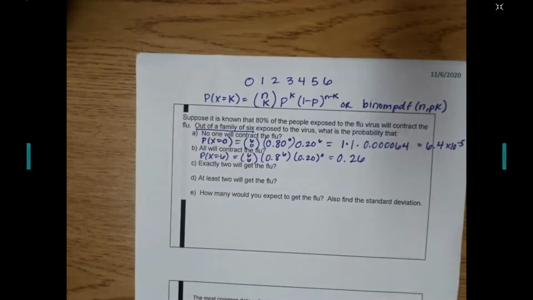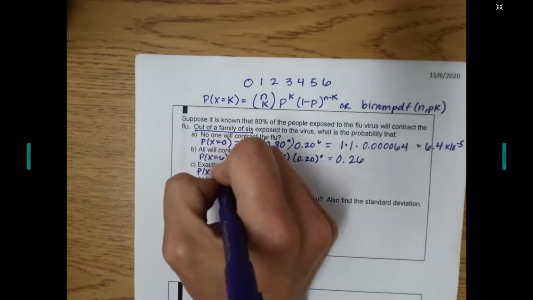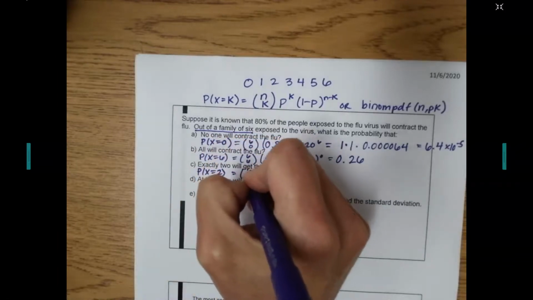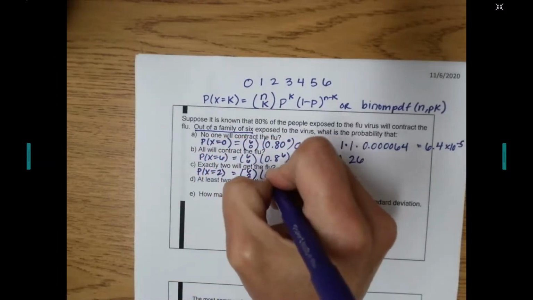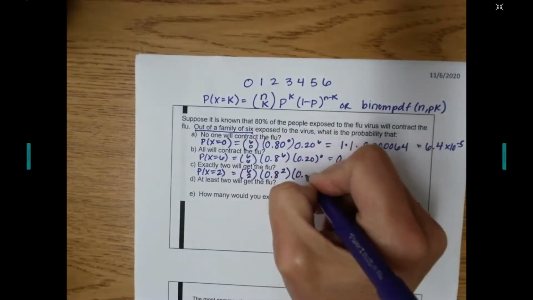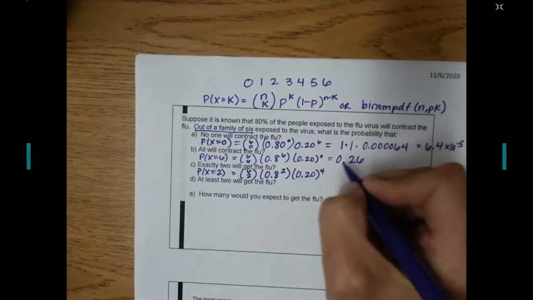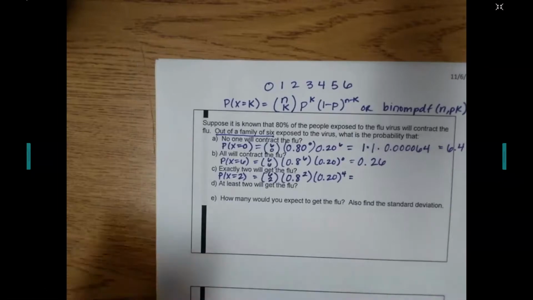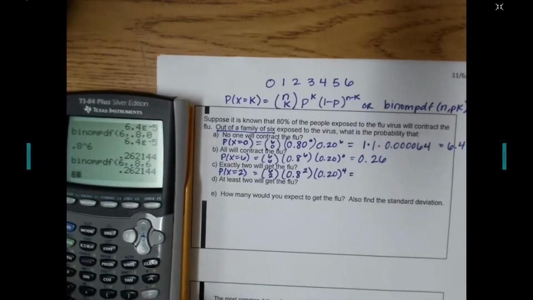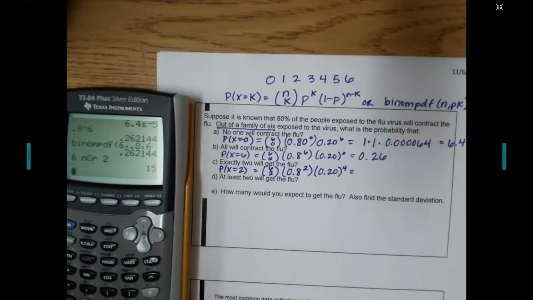All right, the probability that exactly 2 will get the flu. Exactly 2. So 6 choose 2. So probability of getting the flu is 0.8, and I'm looking for 2 of them getting the flu. Probability of not getting the flu is the opposite, 0.2, so that means the other 4 are that, right? Okay, so 6, math, probability, nCr, 2. So there are 15 different ways of arranging exactly 2 successes.